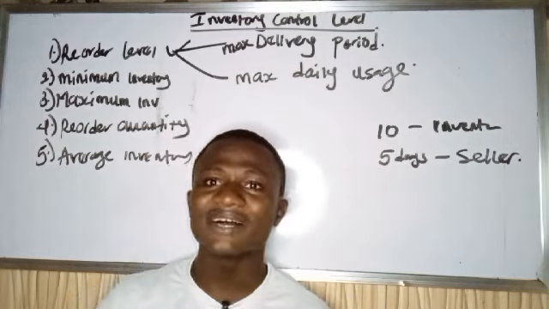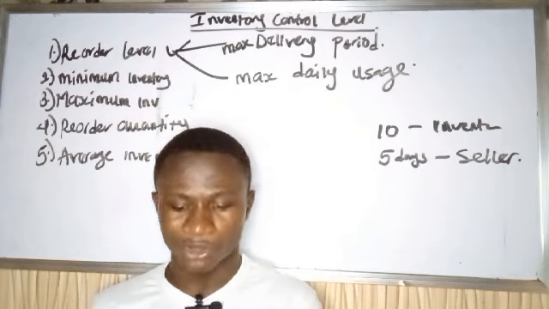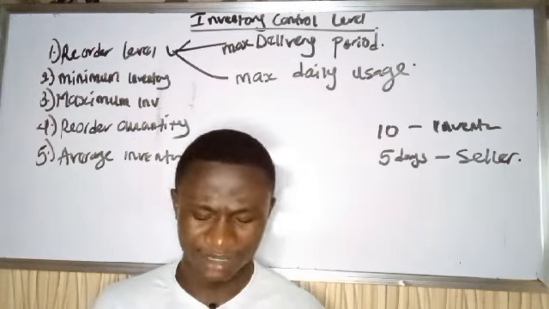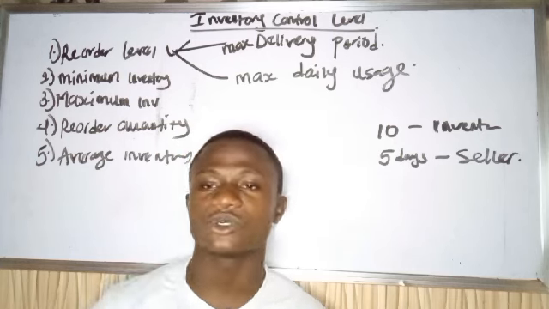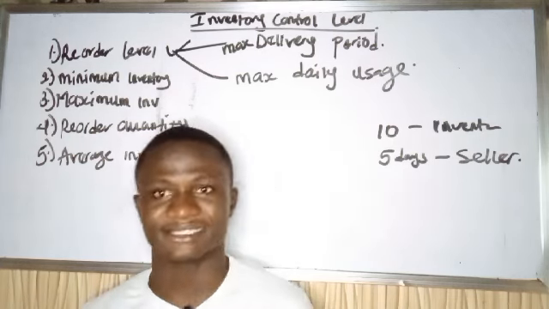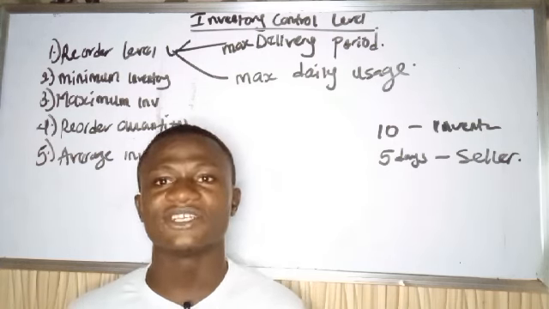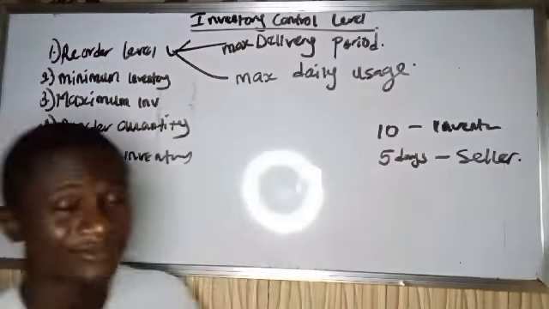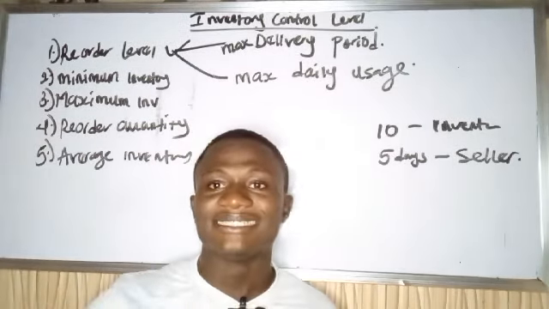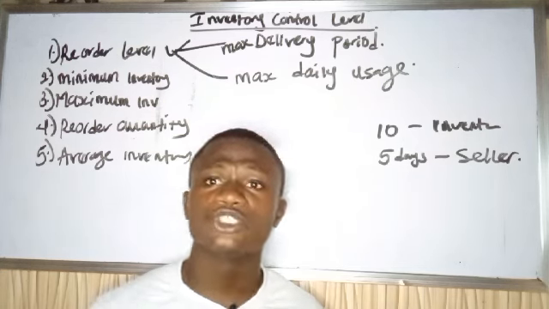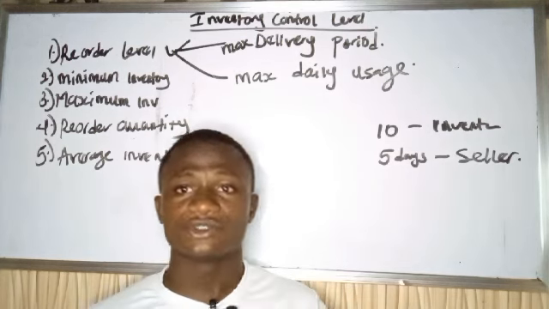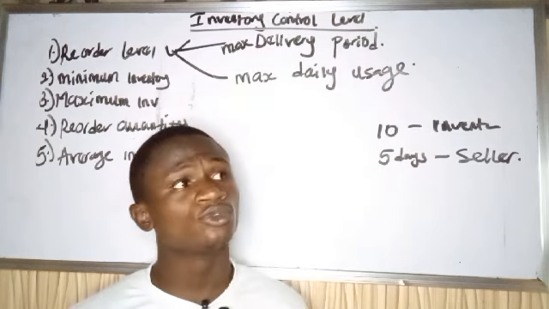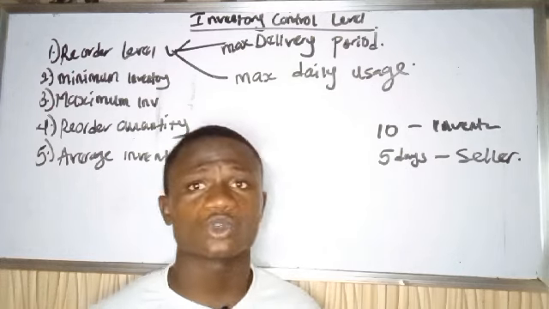That means that I need to have enough stock that I'll be able to use on the 5th, on the 6th, on the 7th, on the 8th, on the 9th, and on the 10th, that my inventory will be delivered. So how am I going to do? That is what we mean by reorder level. You want to consider the amount of inventory you will use for the number of days it will take for your seller to deliver.